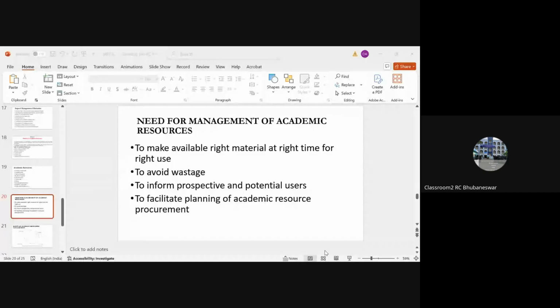Then to facilitate the planning of academic resource procurement. What are the required academic resources? And we have to plan as per need and requirement of the students and teacher to procure, to purchase, to prepare suitable academic resources for the betterment of the students, for improving the quality of the students, and the learning ability of the students or learners. These are the different needs for management of academic resources.